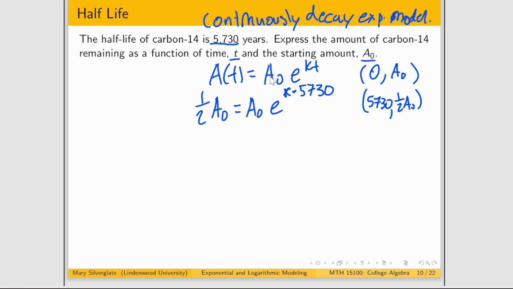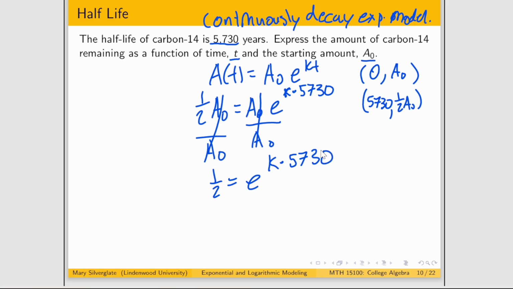If you really hate just seeing the A0s in here, I will tell you for these doubling time and half-life problems, you could make up a starting amount, and as long as you just kept going with it, you would still find this next step to be true and it won't affect your final math, because at this step you would still be dividing by whatever that starting amount is. Cancels out to make 1, cancels out to make 1. And at some point you're still going to be left with 1/2 is equal to e to the k times 5,730. Just whichever way makes most sense to you.